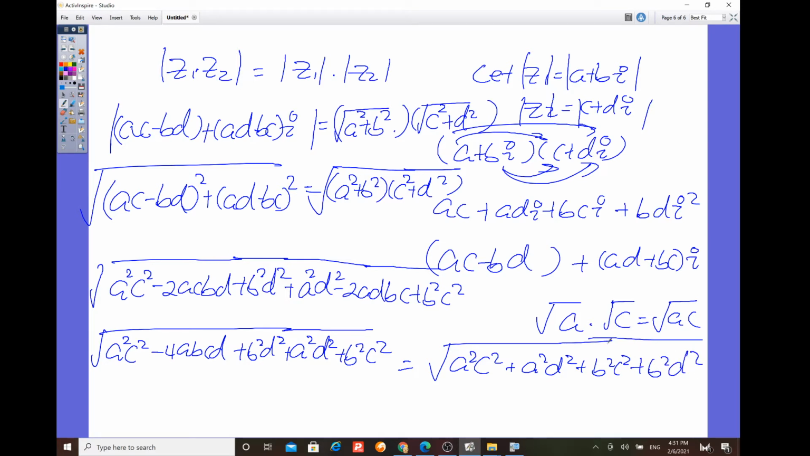Okay, so they're almost identical, except for that minus 4ABCD. Let's see what I did wrong here. Let me check this part, z1 times z2, to make sure I did it correctly. Oh, you know what? There's no minus right in between. It's all plus. By the time they multiplied it out, AC, ADI, BCI, somehow I put a minus. I don't know why. This one's supposed to be a plus.